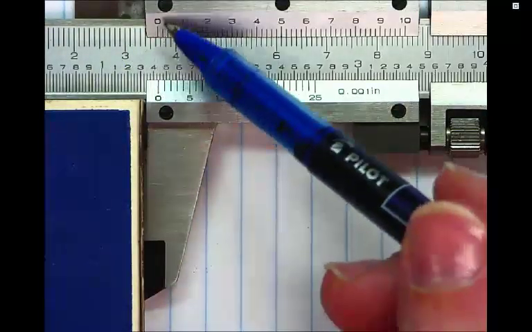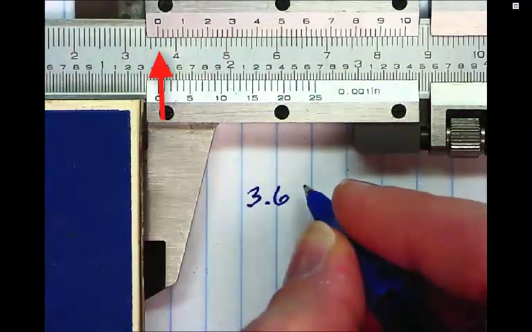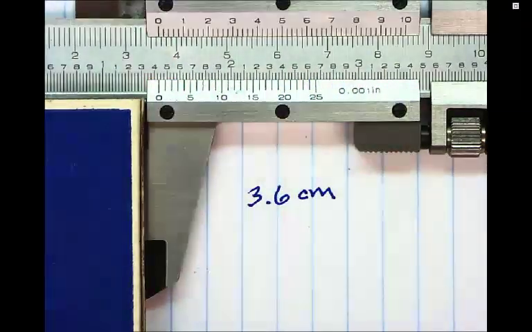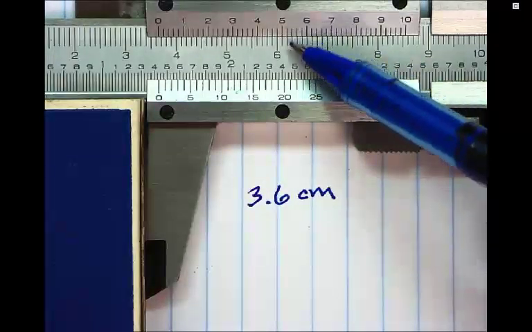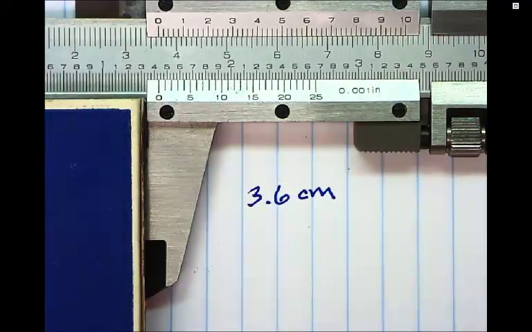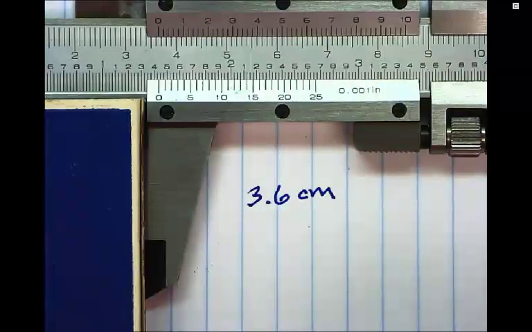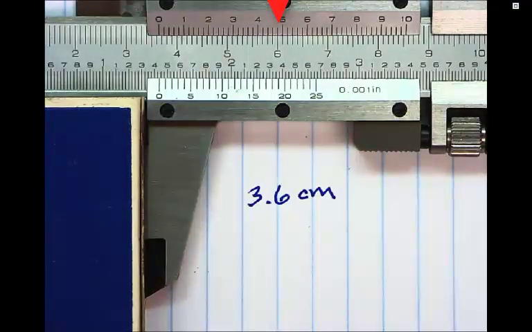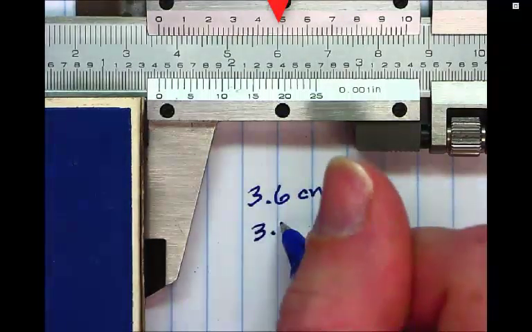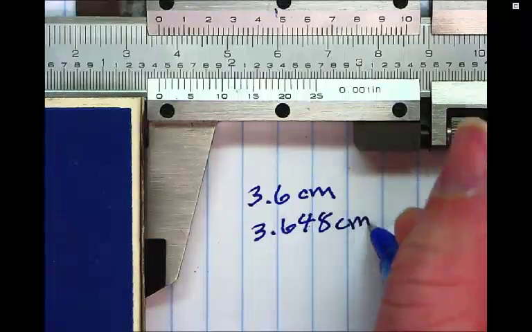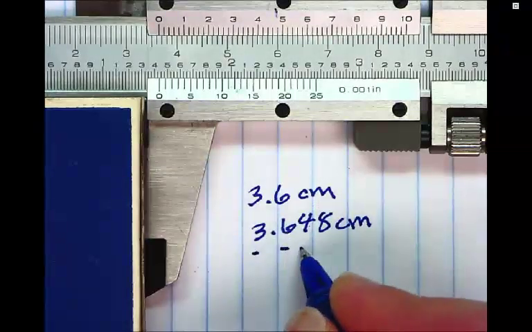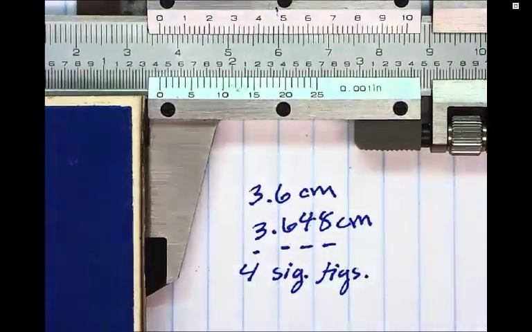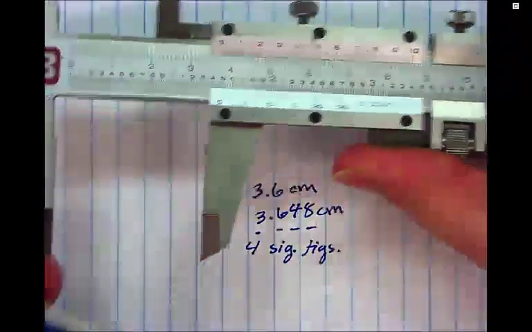In this situation, it's going to be 3.6 centimeters, okay? And so that's our main reading. And then you're going to look at where the vernier scale and the main scale line up best, overall, which line is right there. And so for this one, the main reading on the main scale is 6, and the vernier scale reads 4.8. And so that's going to translate into 0.48, giving us the measurement of 3.648 centimeters. So that gives us four significant figures with accuracy up to the thousandths of a centimeter.